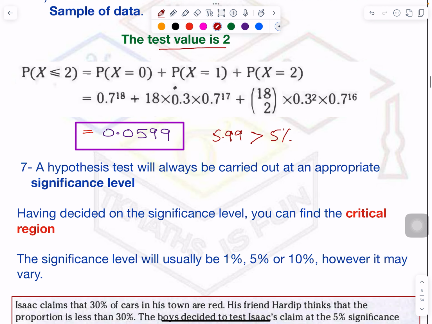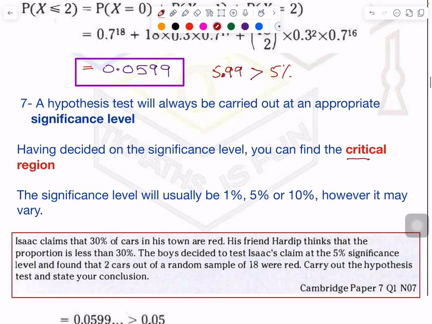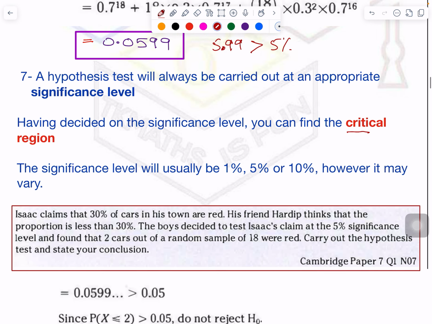In the next video, I will go into the detail of the critical region, which I have just spoken about. So when you get the probability, and if it is not less than the significance level given, then you do not reject H naught. This video has become a little longer, so I'm ending it. In the next video, we will see the critical region and continue the question.